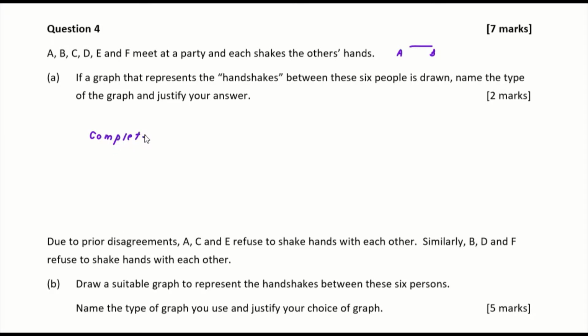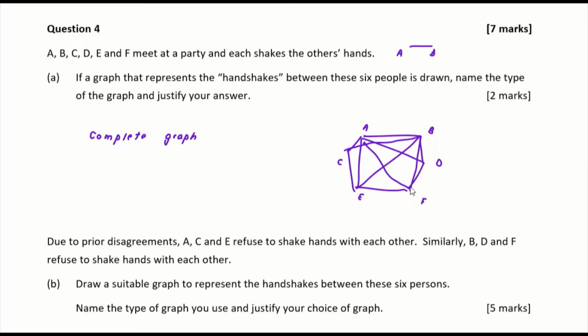If you are not sure with this, you can try it out. You have A, B, C, D, E, and F. Imagine everyone shakes the other's hand, which means all your vertices should be connected to all the other vertices by a single edge. So B is going to shake hands with C, E, F, and D as well. After you actually draw everything, you should be able to get a complete graph. You can try to draw it out by yourself, but I hope that you get what I mean.